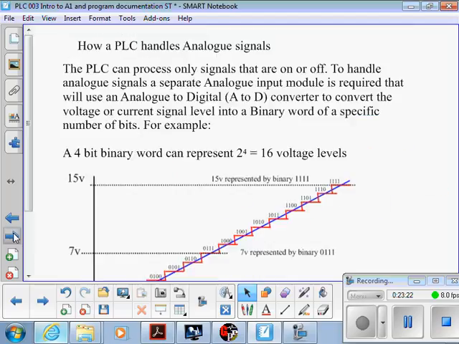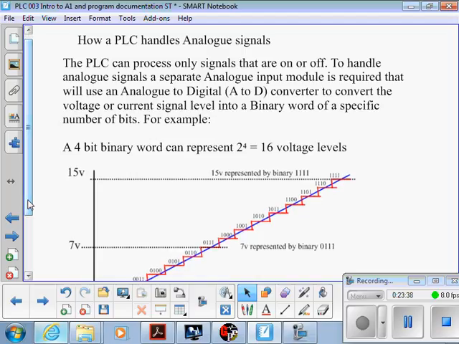So, having gone through that, how does a PLC deal with a signal that can be between 0 and 10 volts? Because a PLC can only actually understand ones and noughts. To handle analog signals, it needs a separate analog input module that uses an electronic circuit called an A to D converter, an analog to digital converter, that takes that 0 to 10 volt signal and turns it into a binary number, or a binary word, of a certain number of bits.